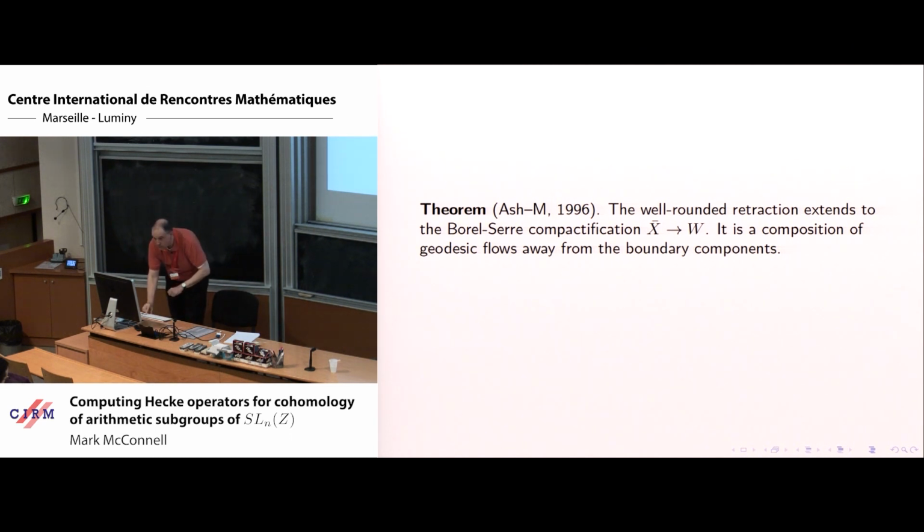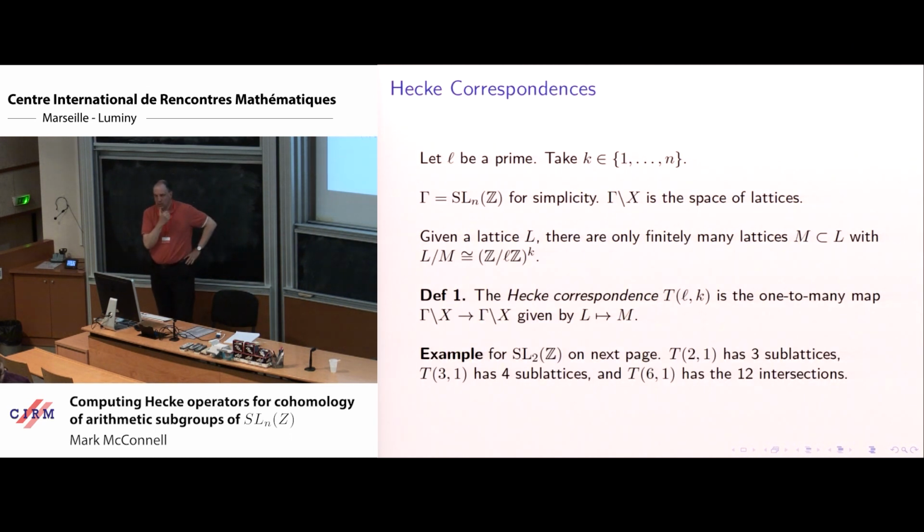All right, so let's introduce Hecke correspondences, or Hecke operators. So throughout the talk, l will be the prime where I'm doing the Hecke operator at l. And let k be an index in 1 through n. Let gamma equal SLn(Z) for most of this when I discuss Hecke operators, for the sake of simplicity. So then X mod gamma is just a space of lattices.